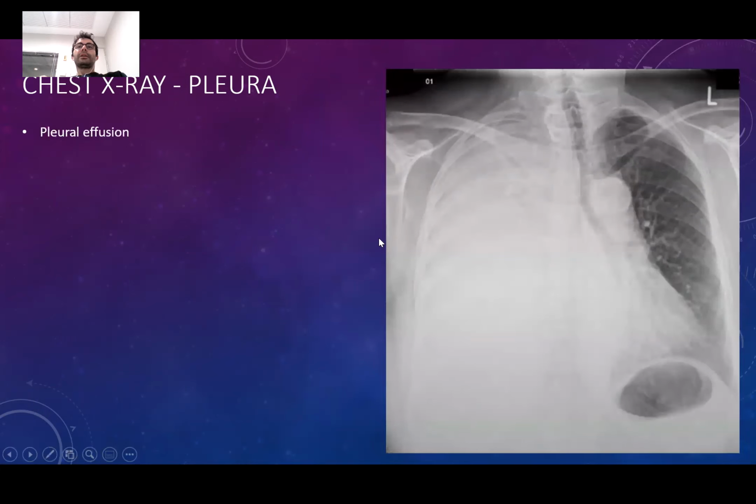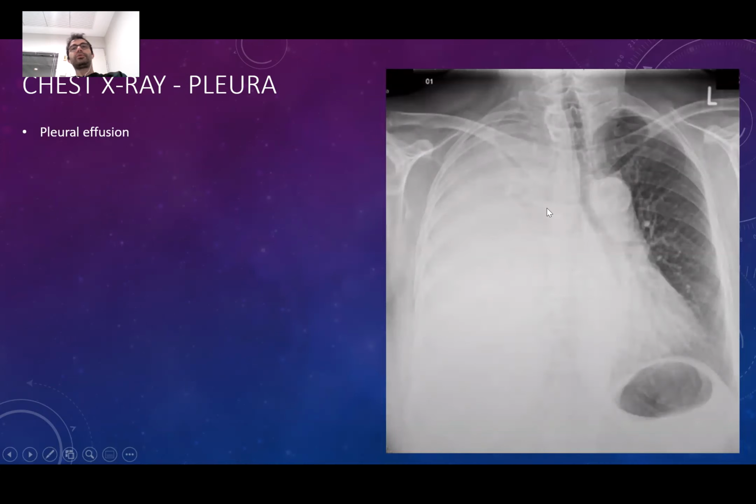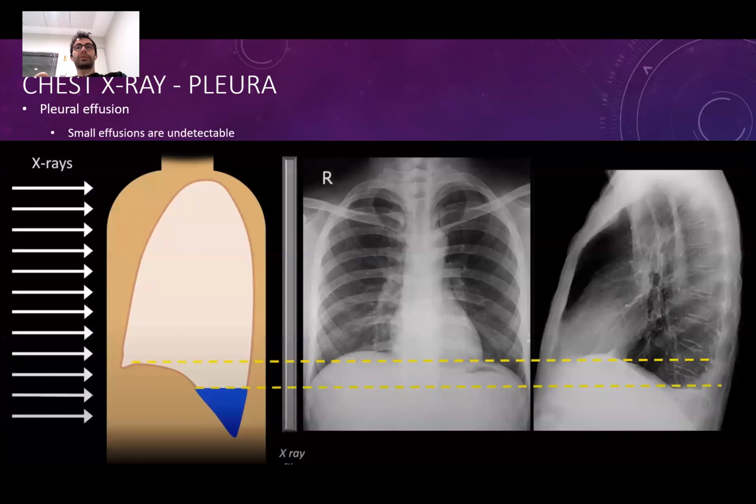Okay. Effusions, we have gone through effusions. When there is a big effusion, it starts to push things to the other side. When there is collapse, it is pulling everything to its side, to the pathological side.